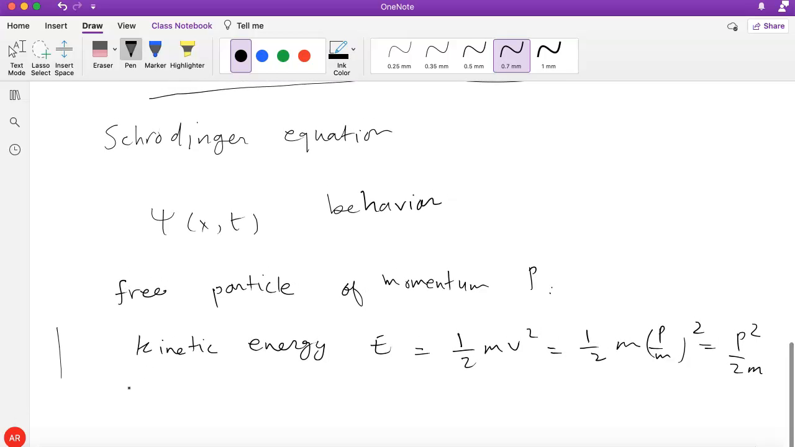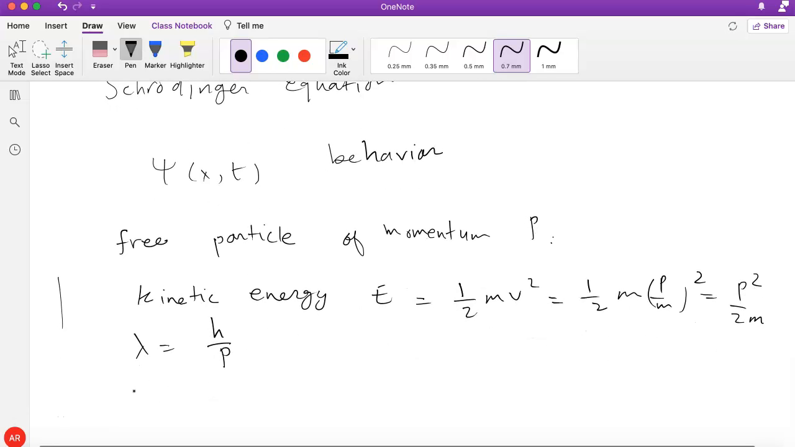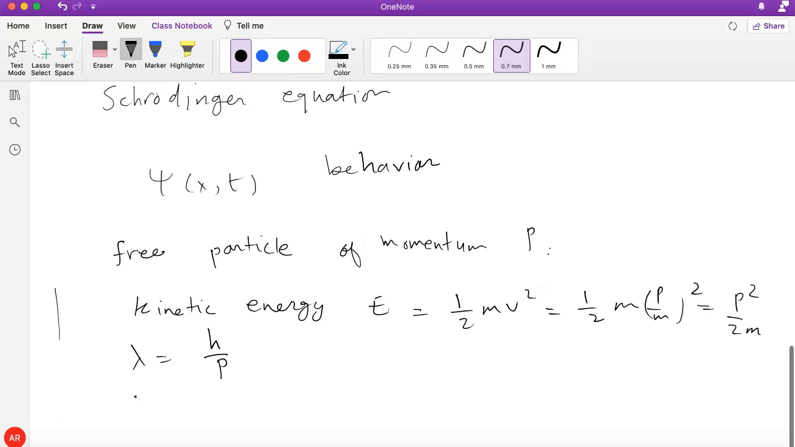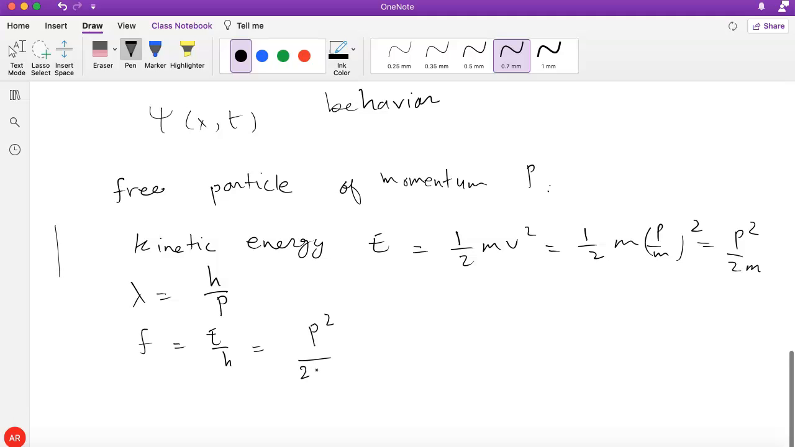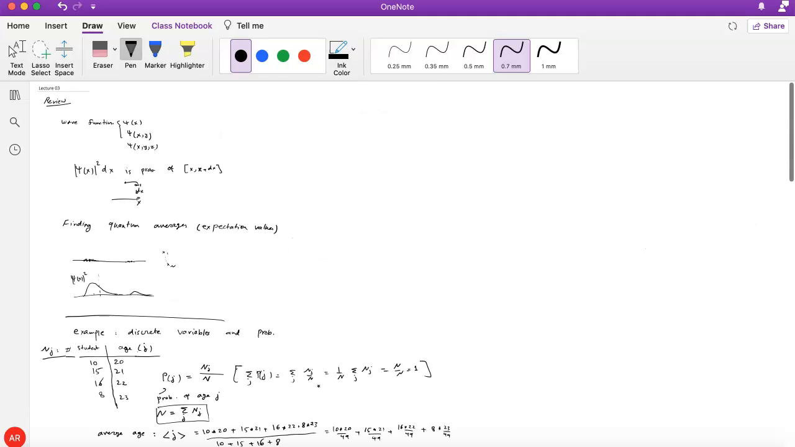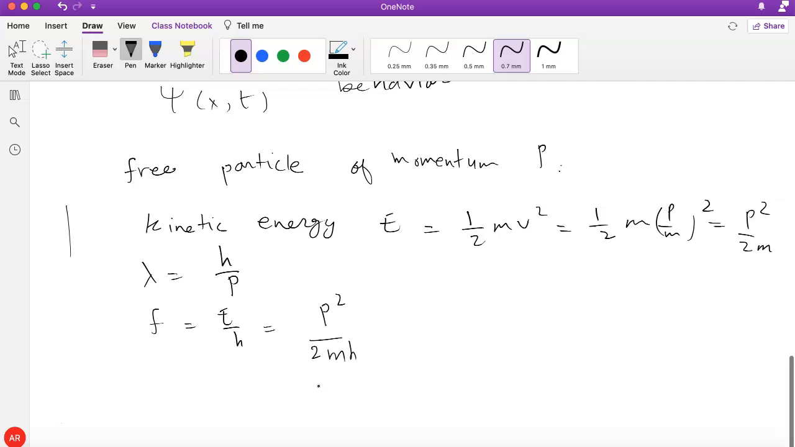And if you think about the de Broglie relationships, we know that associated to this momentum and energy, there are a wavelength and a frequency. So we have lambda is h over p, and we have the frequency is E over h, which is p squared over 2mh.